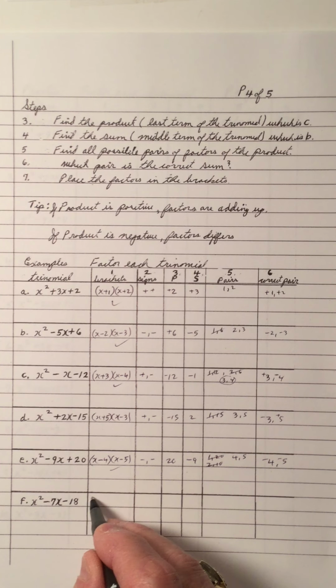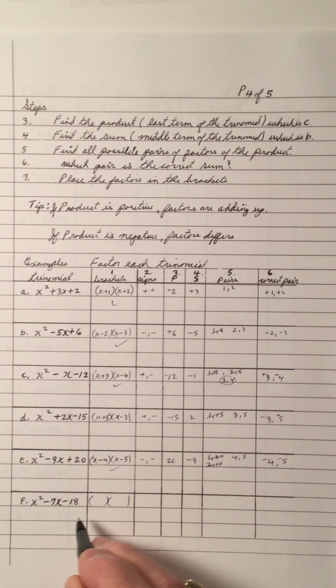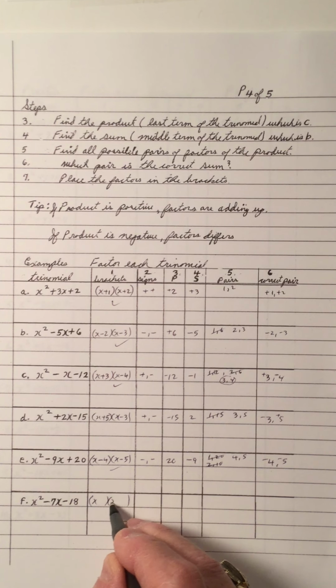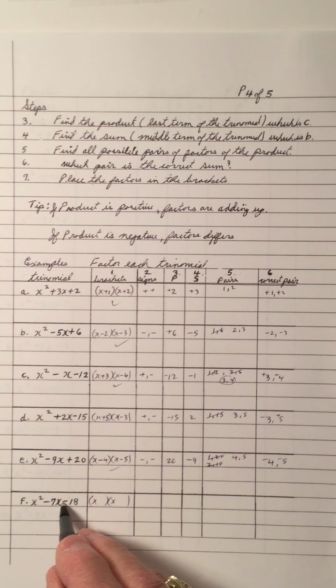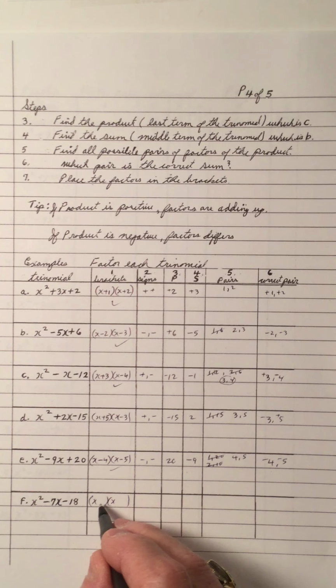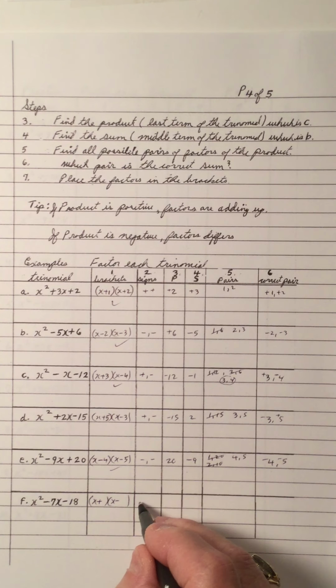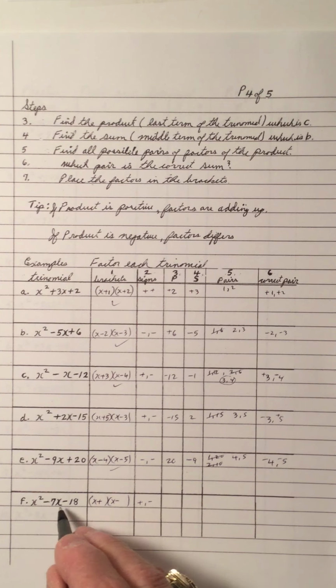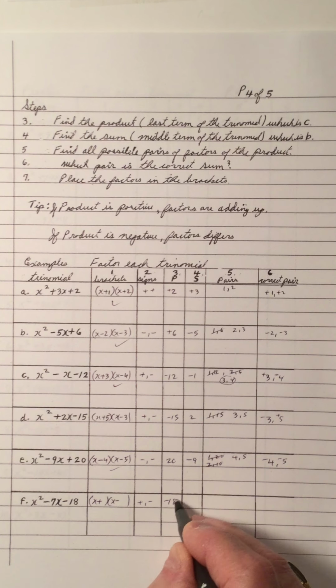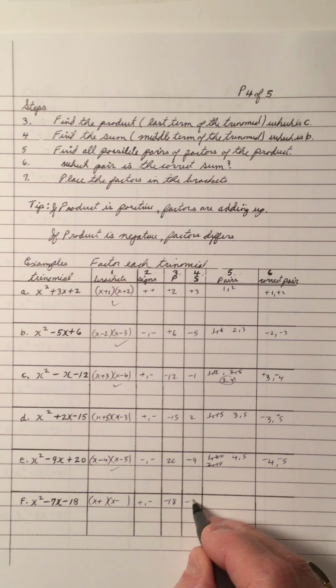If we have a double set of brackets, and we got an x squared, so it's x and x. And as the product is -18, so guaranteed it's going to be a plus and a minus. Multiply, -18. Correct. Now, we know it's going to be a plus and a minus. The product is -18. The sum is -7.